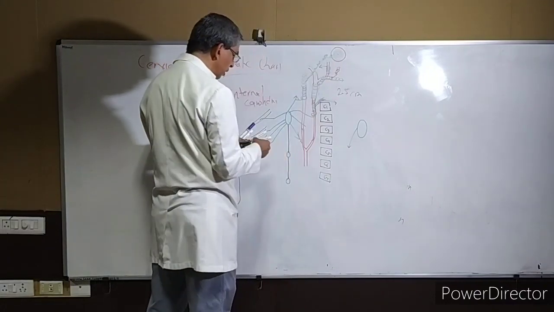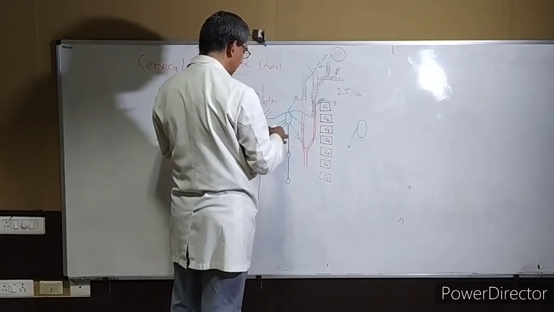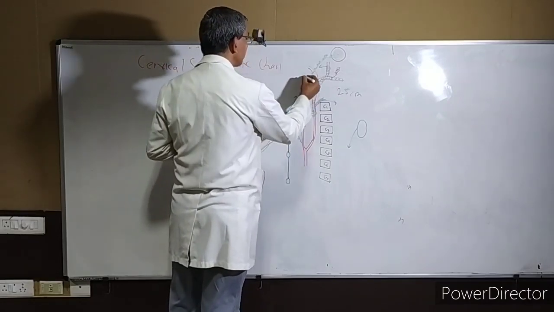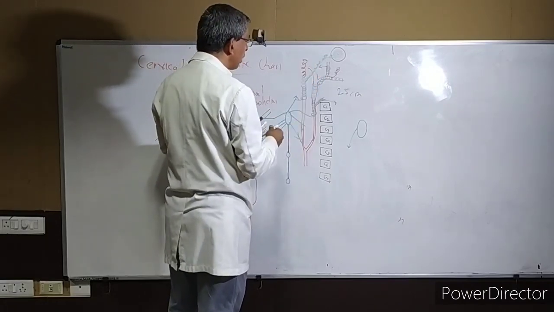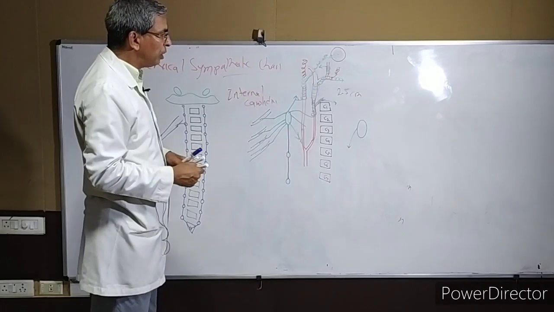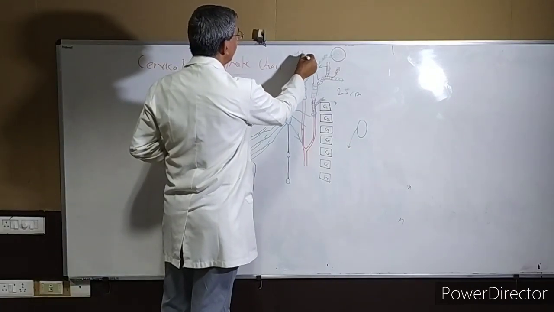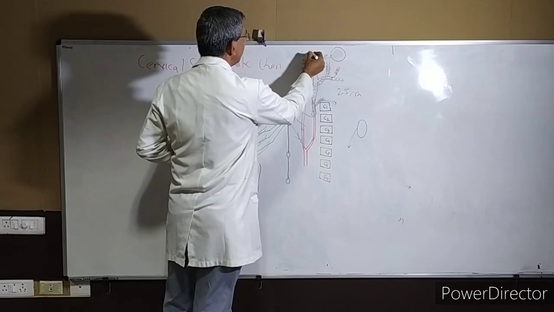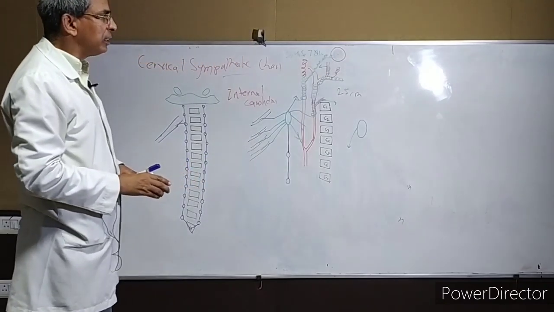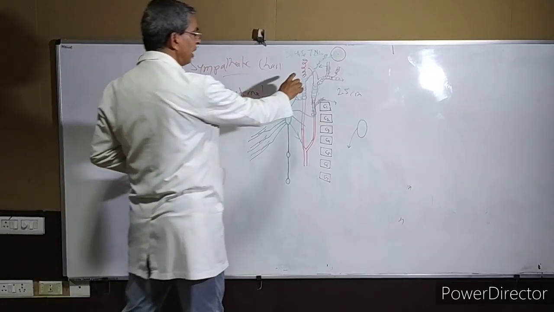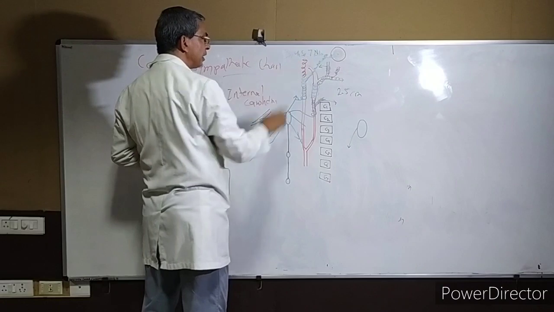Clear? Then there are other branches from the internal carotid artery when it ascends upward. This gives rise to the communicating branches to the third, fourth, fifth, and seventh nerves. These are the communicating branches that come out here, and they pass to the third, fourth, fifth, and seventh nerves.